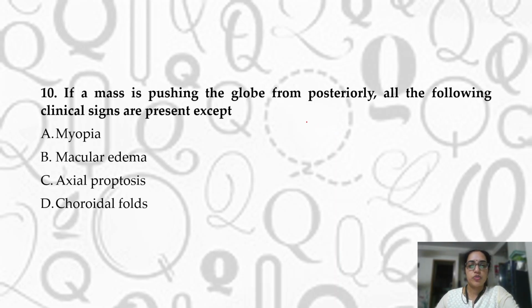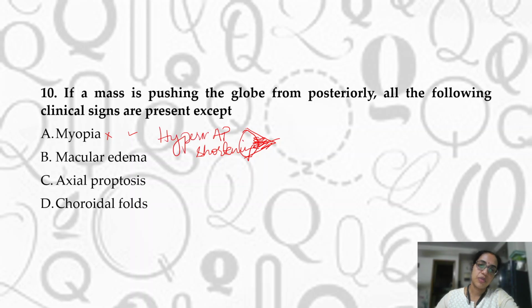If a mass is pushing the globe from posteriorly, all of the following are clinical signs except. From posteriorly, remember the surgical spaces, we are talking about the intraconal space. So there is a mass here that is pushing the globe from posteriorly. What are the signs that you get? Myopia. Is it true? No, because when you push the globe from behind, there is an anterior-posterior shortening. So this causes hypermetropia and not myopia. So you should get hypermetropia.